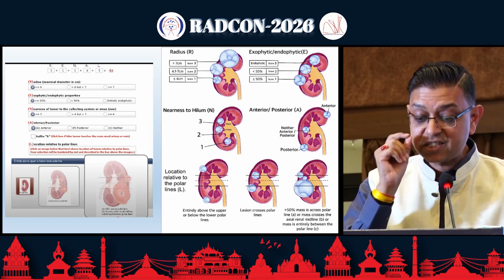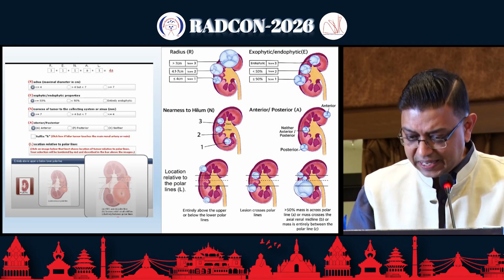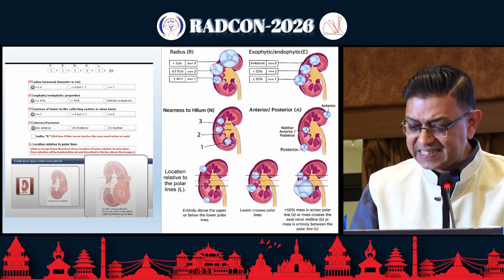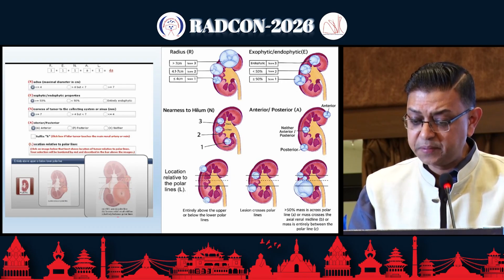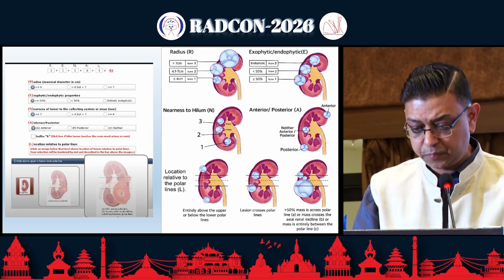Then nearness to the hilum, very, very important. How close is it to the hilum? Again, you give scores accordingly, 1, 2, and 3. Is the lesion anterior, near the anterior pole? Is the lesion near the posterior pole? Or is it neither, between the anterior and the posterior pole?